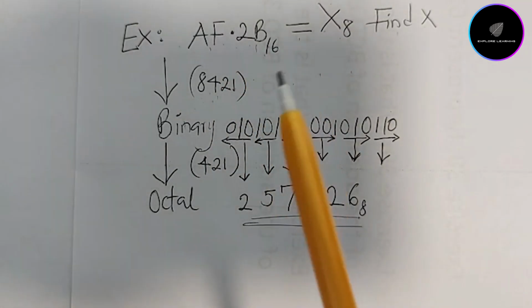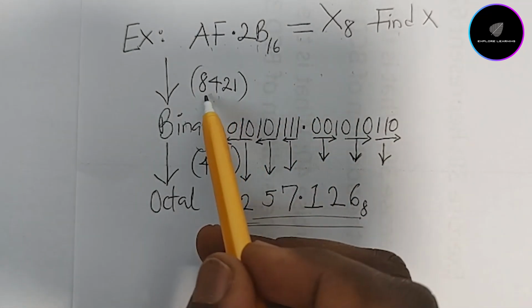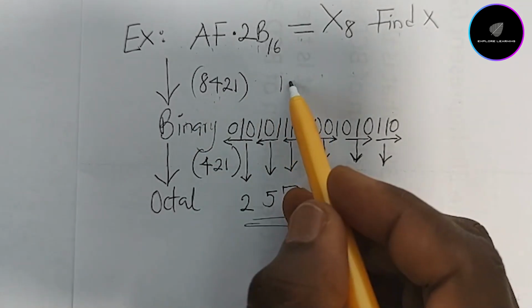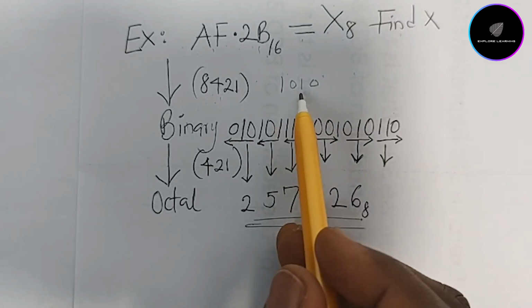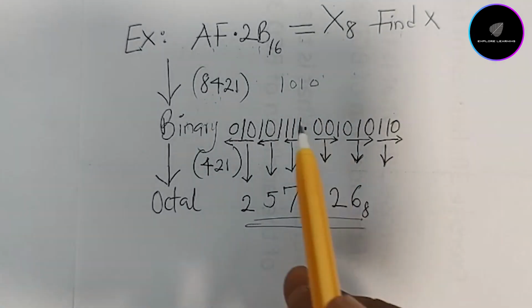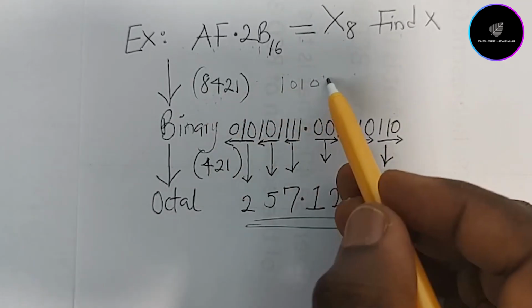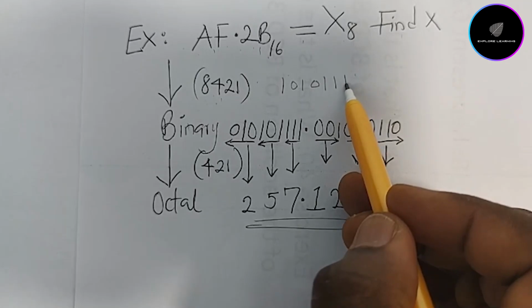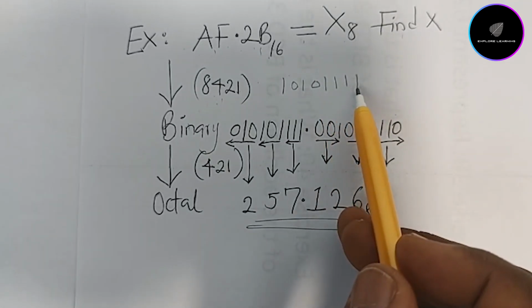Now for us to do this, we need to represent A. A is nothing but 10. So in that case, we're going to have 1 0 1 0, which will give us 10. Now F is nothing but 15. So 8 is going to be 1, 4 is going to be 1, 2 is going to be 1, and then 1 is going to be 1. So this will give us a total of 15.